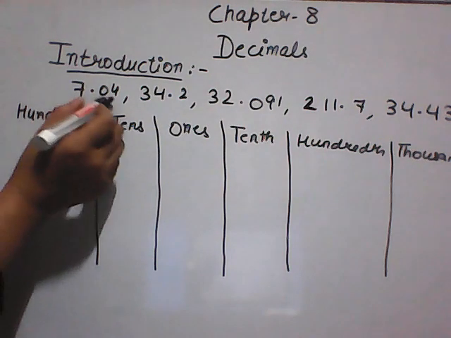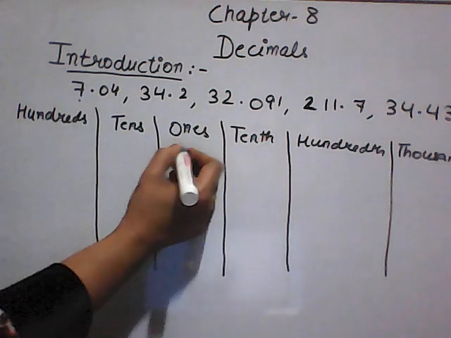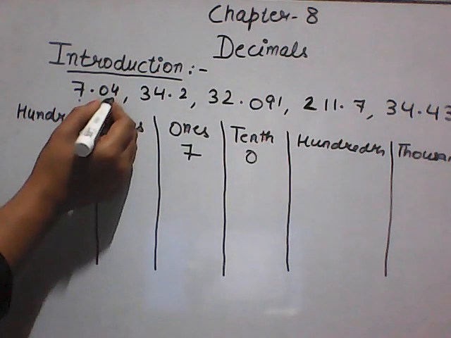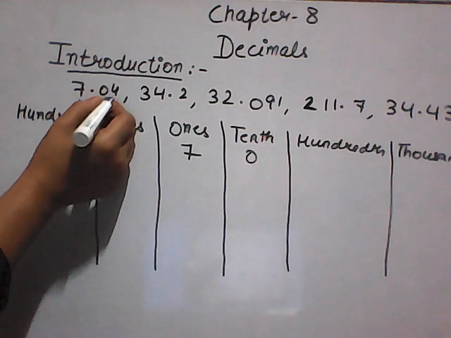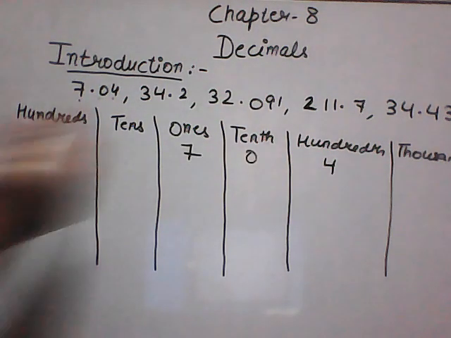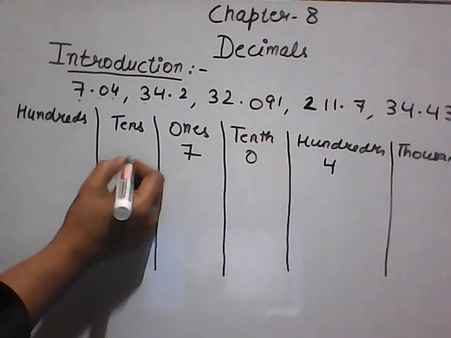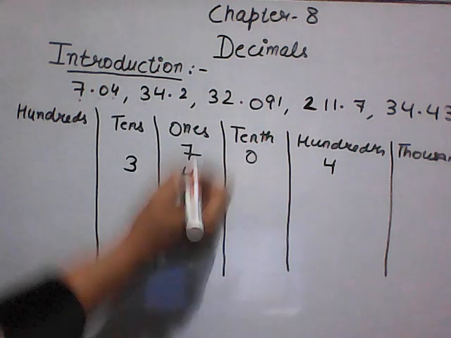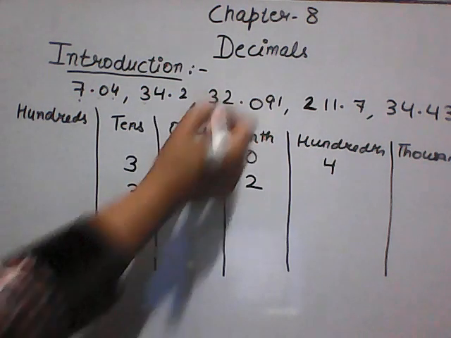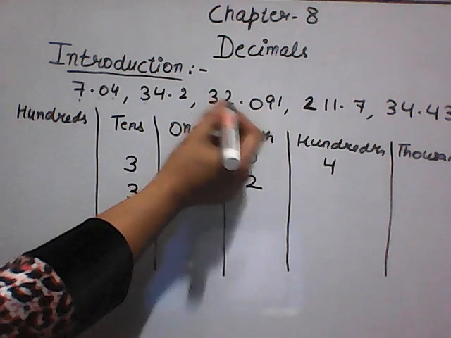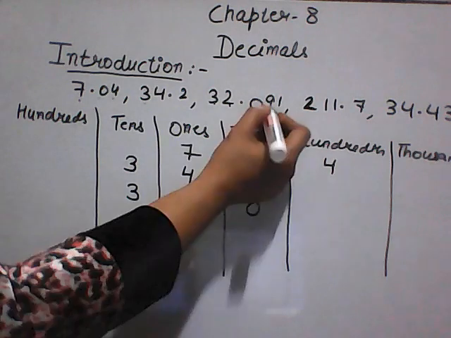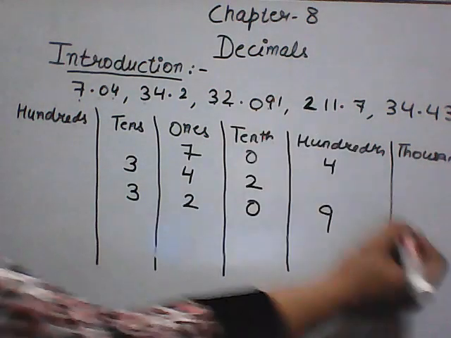Here 7.04. 7 is the ones place. So we write it here. 0 is the tenth part. So we write here 0. 4 is the hundredth part. So we can write here 4. Now 34.2. Here 3 is the tens part. 4 is the ones part. And 2 is the tenth part. Now 32.091. Here 3 is the tens part, 2 is the ones part. Here 0 is the tenth part, 9 is the hundredth part and 1 is the thousandth.